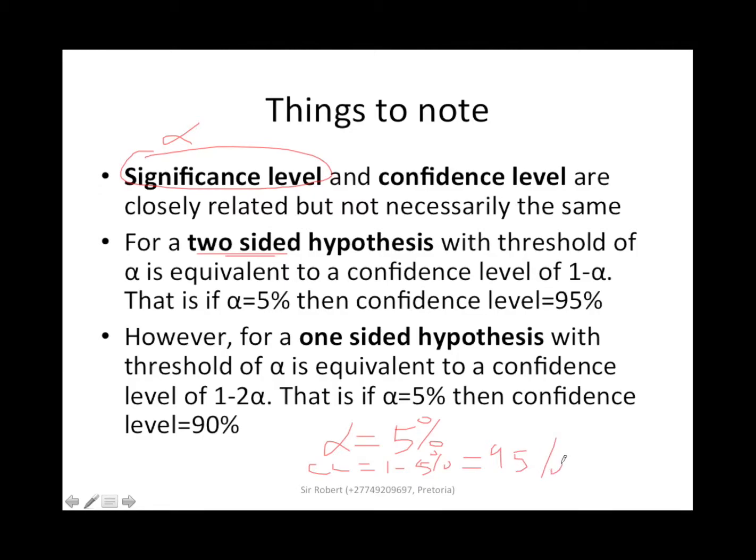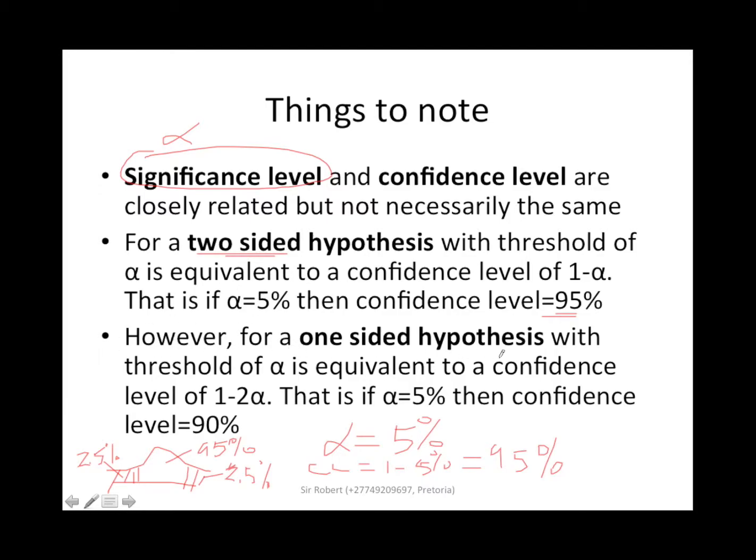This is for a two-sided test. Basically what it means is that the 95% is the middle part. So this is the rejection area, and this is the acceptance region where we are confident that the result is 95% accurate. So this one will be 2.5%, and 2.5% for this side to make it 100%. So for a two-sided hypothesis with a threshold of alpha, it is equivalent to a confidence level of 1 minus alpha. That is, if alpha is 5%, then confidence level is 95%. So if you are given a 95% confidence level, it means your alpha is 0.05.